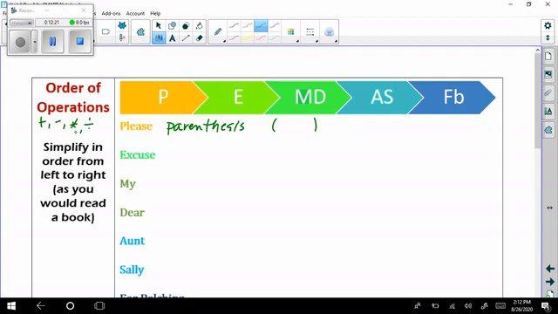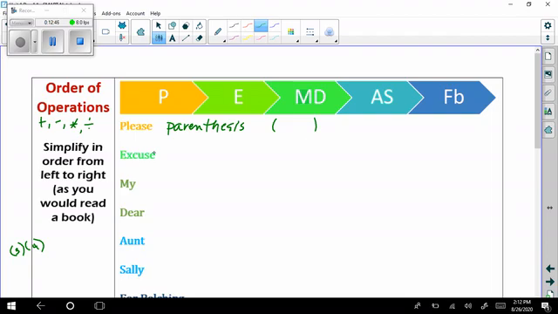Notice I'm trying to use an asterisk or a big dot for my multiplication, or even parentheses, like 3 and 4 in parentheses to show multiplication. The X sign here in pre-algebra is going to start looking a lot like the variable X. They kind of get confused, so I'm going to try to steer away from those.